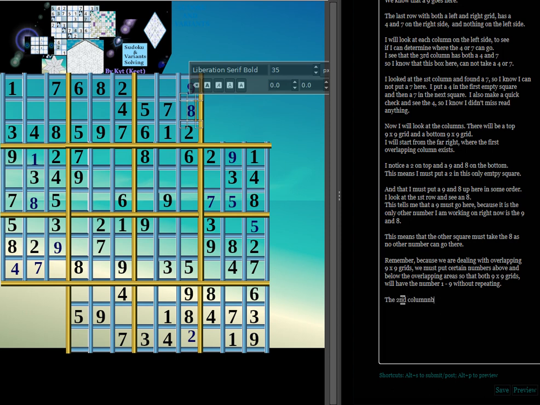The second column from the right gives us a 7 and 1 on top and a 1 and 4 on the bottom. I don't need to worry about the 1 as it's in twice. I will then look at the 7 and put it in the only empty square below and put the 4 in the only empty square above.